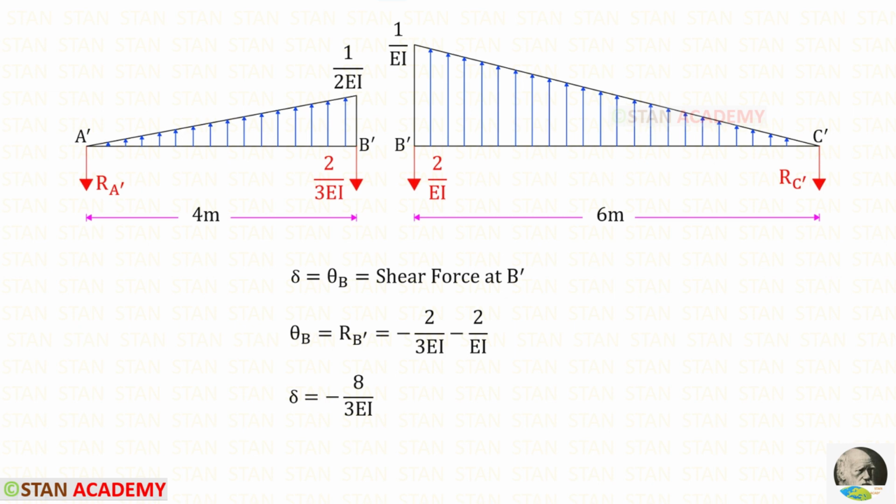Now let us find delta, that is the slope at point B, theta B. In the conjugate beam, theta B is the shear force at B dash, that is RB dash. We need to add both of these. Since they are acting downwards, both of them will be negative. For delta, we will get minus 8 upon 3 EI.